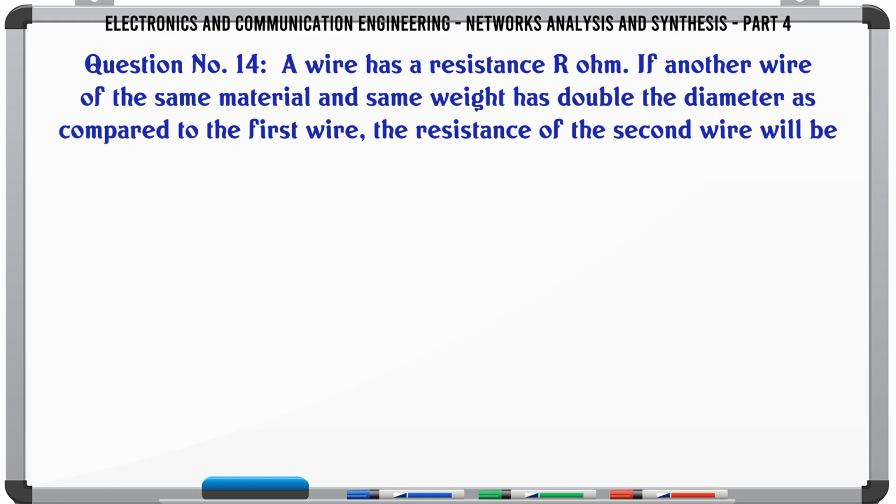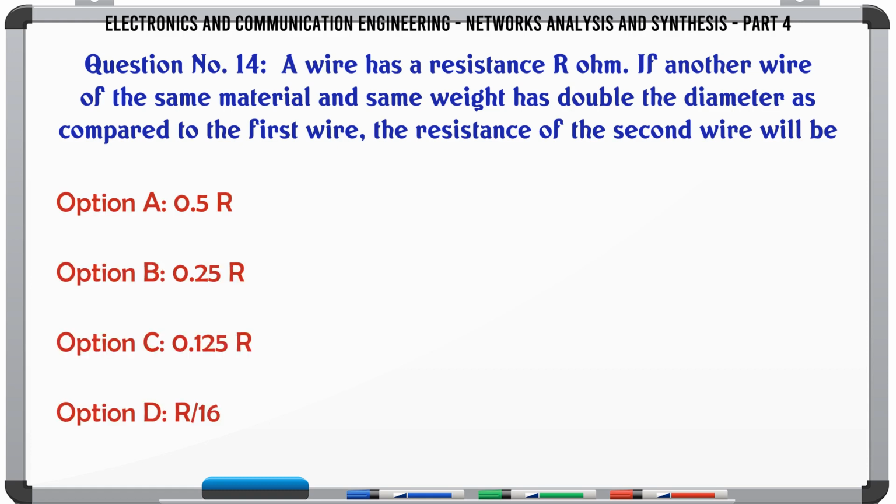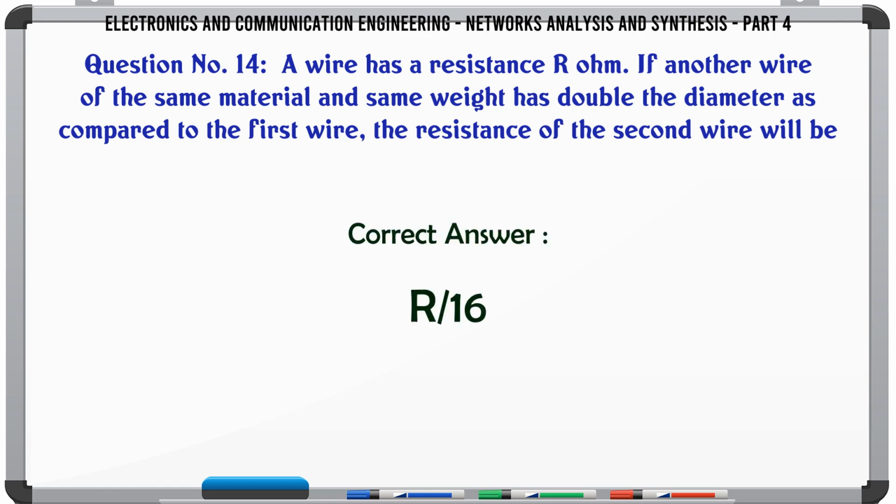A wire has a resistance R ohm. If another wire of the same material and same weight has double the diameter as compared to the first wire, the resistance of the second wire will be A: 0.5 R, B: 0.25 R, C: 0.125 R, D: R/16. The correct answer is R/16.